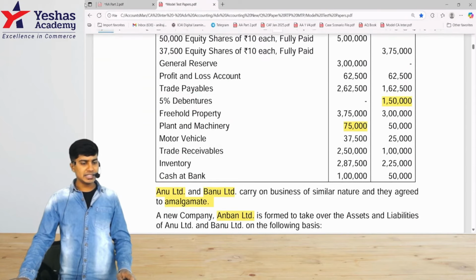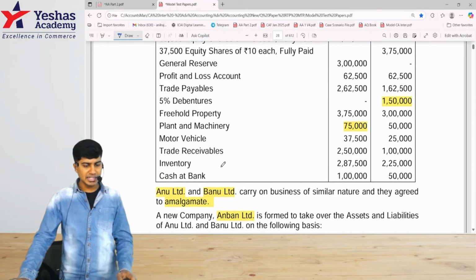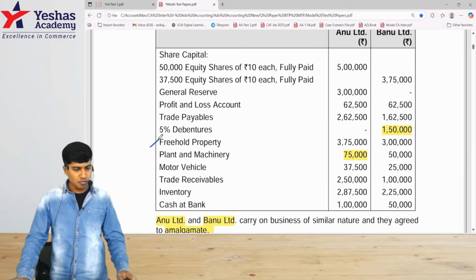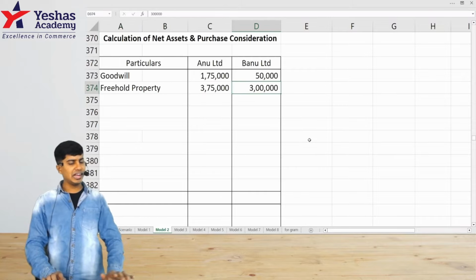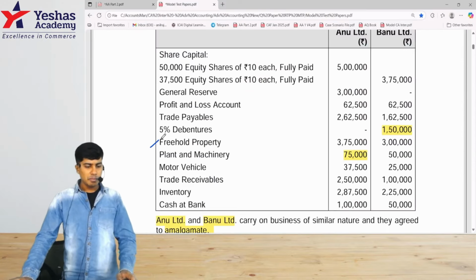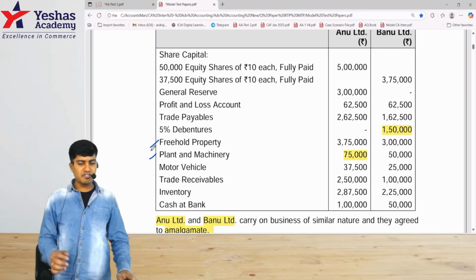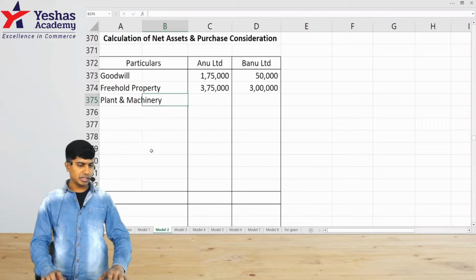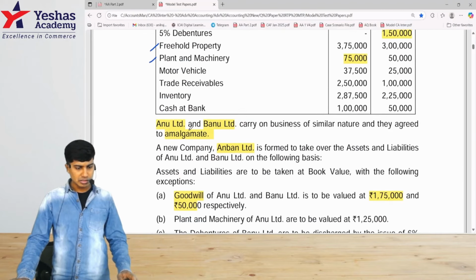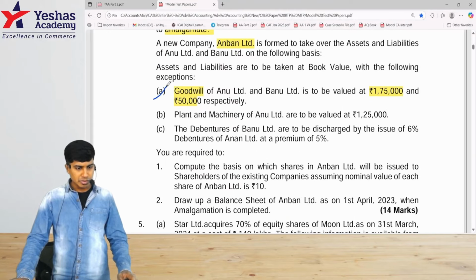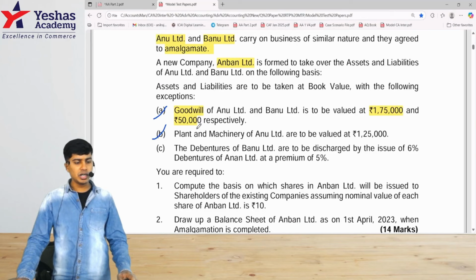Come to other assets. I'm going to take one asset at a time. Start from the assets, freehold property. How much? 375 and 3 lakh. Is there any change in the value? Take it as it is. Plant and machinery, 75 and 50, but there is an adjustment. I should not take this at 75. They've told, take it at what price? This adjustment is done. This is also done now, 125.